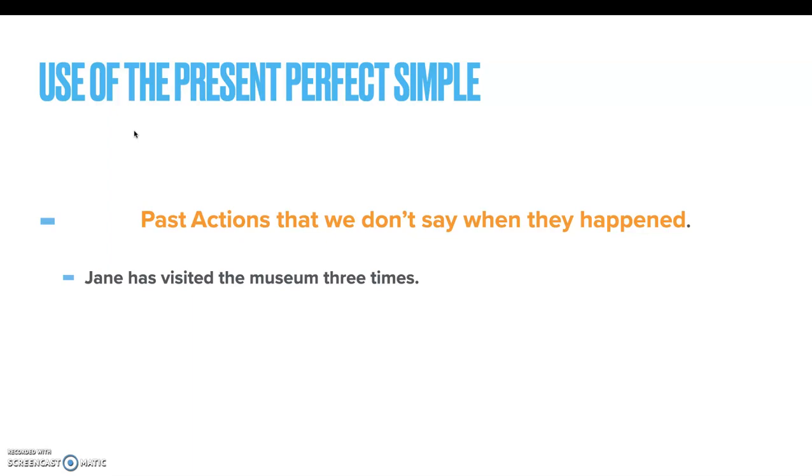A third use of the present perfect simple is to talk about past actions for which we don't say when they happened. For example, Jane has visited the museum 3 times. The important thing is that Jane has visited the museum. It is true that we add that she has visited it 3 times, but we don't say when.